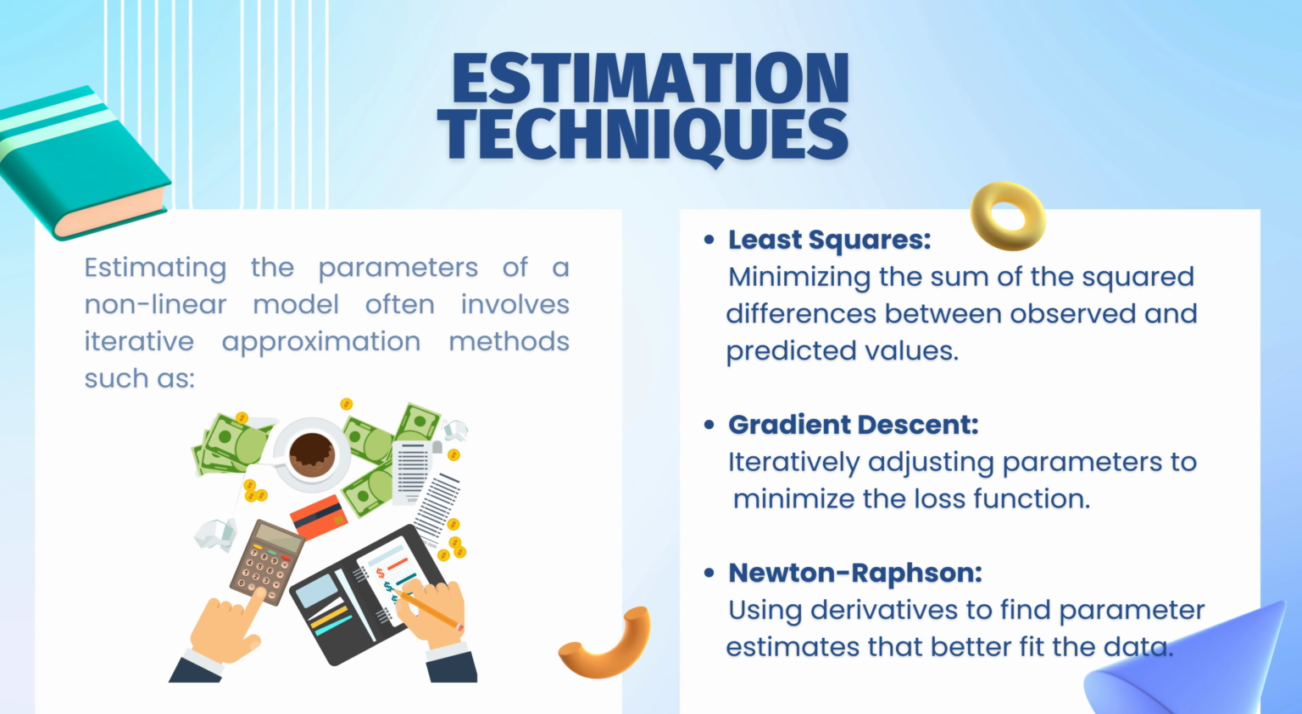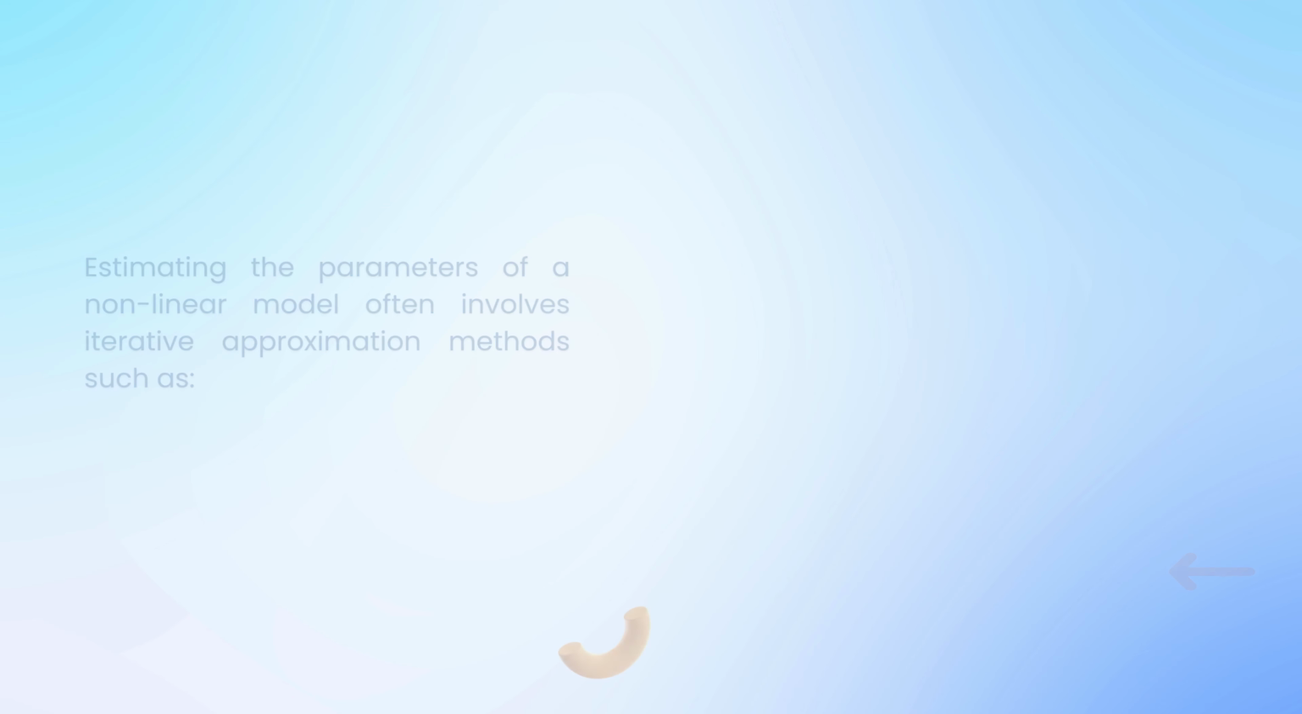Estimation techniques. Estimating the parameters of a nonlinear model often involves iterative approximation methods such as: 1. Least squares, minimizing the sum of the squared differences between observed and predicted values. 2. Gradient descent, iteratively adjusting parameters to minimize the loss function. 3. Newton-Raphson, using derivatives to find parameter estimates that better fit the data.